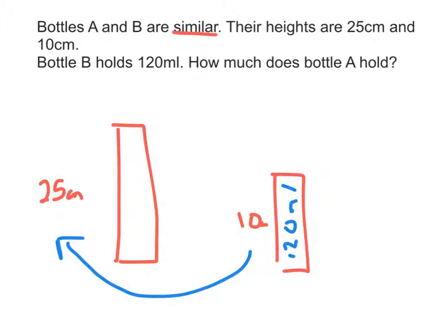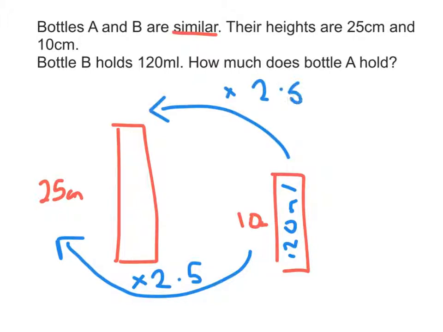So we do it backwards. 25 divided by 10 is 2.5. So to do the same thing for the volume, we would have to times by that 2.5, but because it's volume, we have to put it to the power of 3. So 120 times by 2.5 to the power of 3 equals 1875 milliliters. So that 1875 milliliters is your answer.